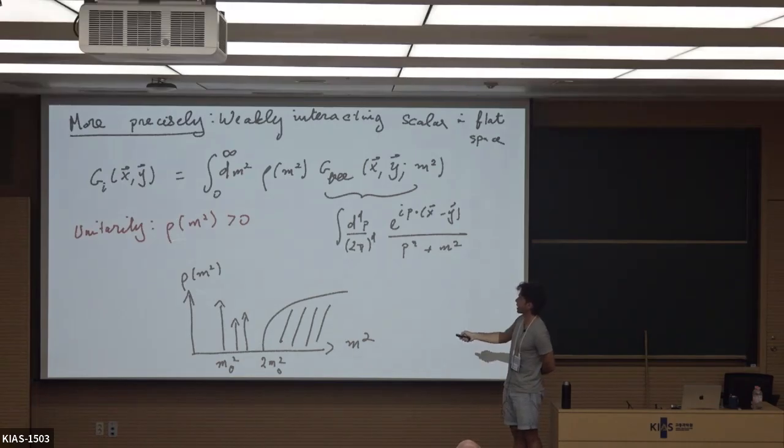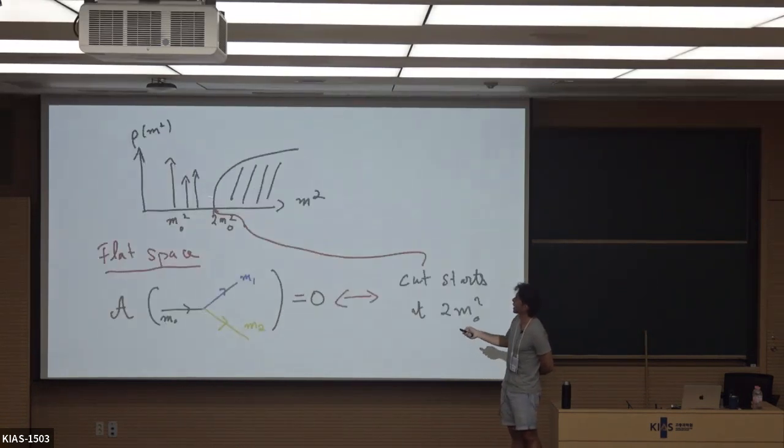In a generic QFT, this density looks like this. There are some mass poles, and then there's a cut at 2m squared, where m is the mass pole, and the density is positive there. And the fact that you have this separation between the poles and the cut is what makes this kind of amplitude not possible for these kinematics in flat space.